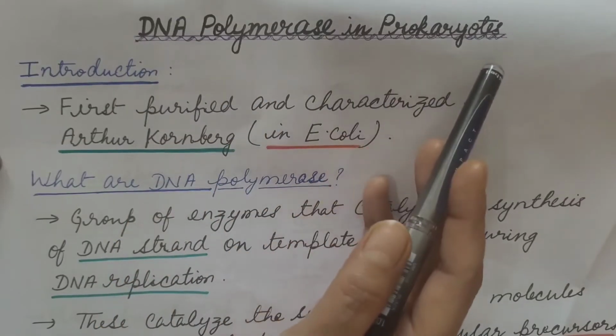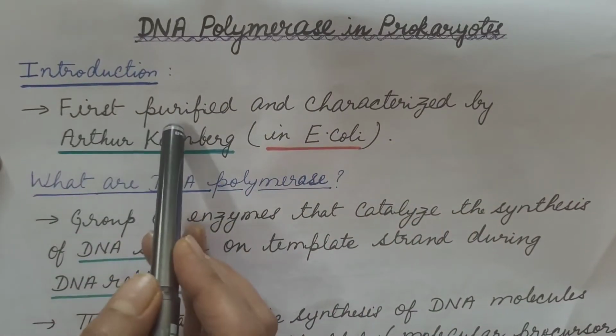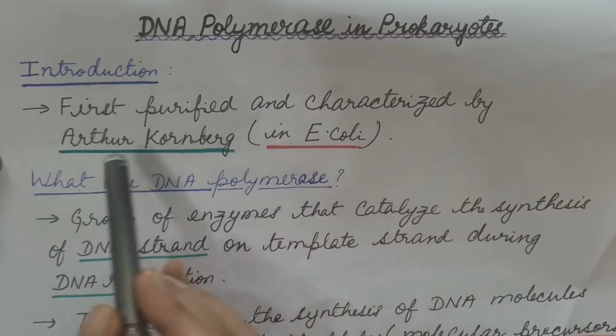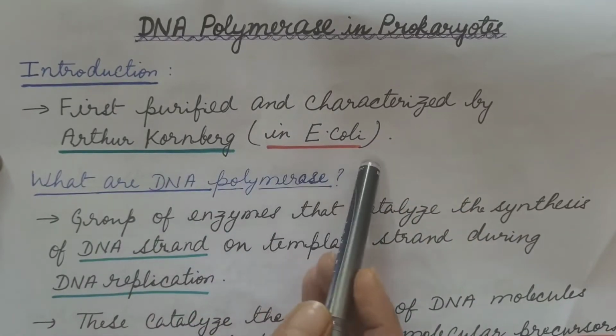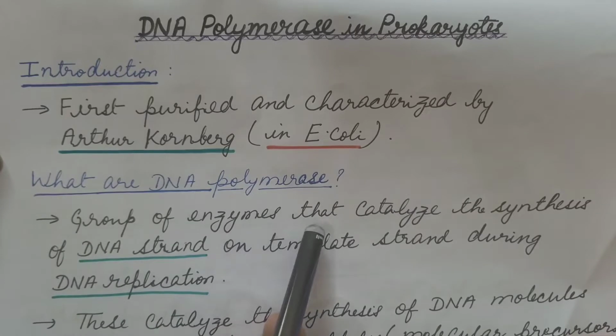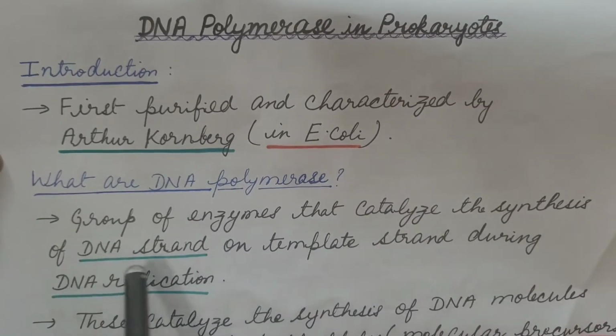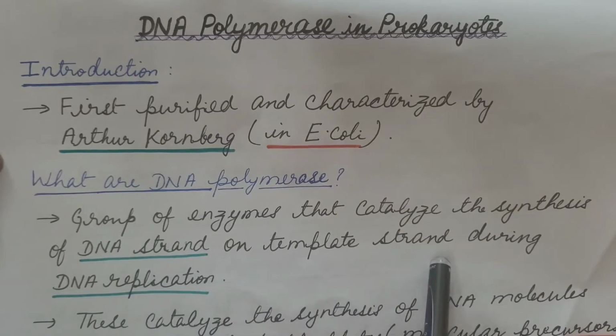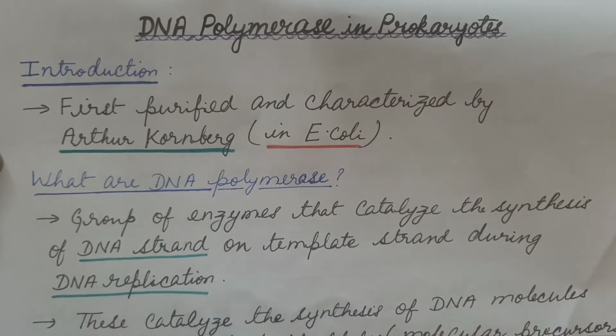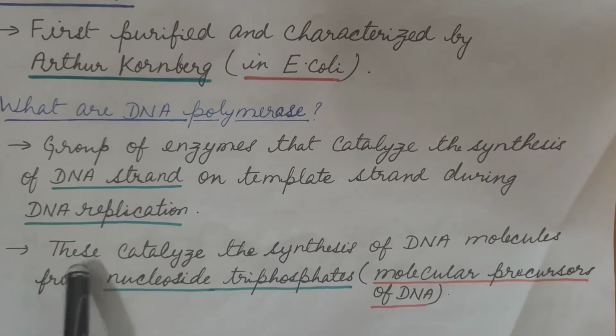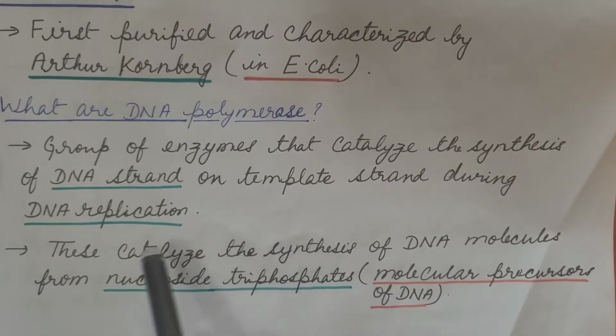DNA polymerase in prokaryotes was first purified and characterized by Arthur Kornberg in E. coli. What are DNA polymerases? These are a group of enzymes that catalyze the synthesis of a DNA strand on a template strand during DNA replication. So, these catalyze the synthesis of DNA molecules from nucleoside triphosphates, and these nucleoside triphosphates are molecular precursors of DNA.